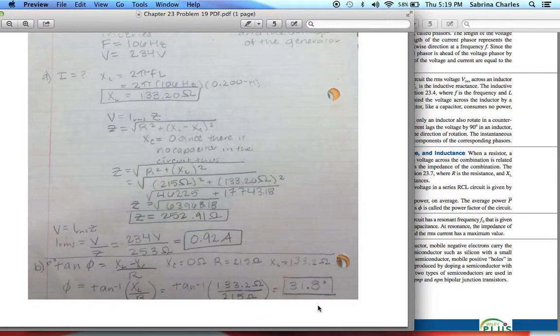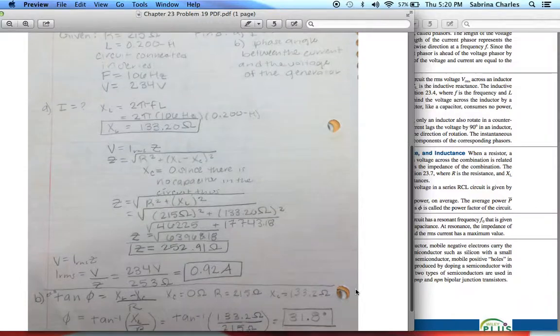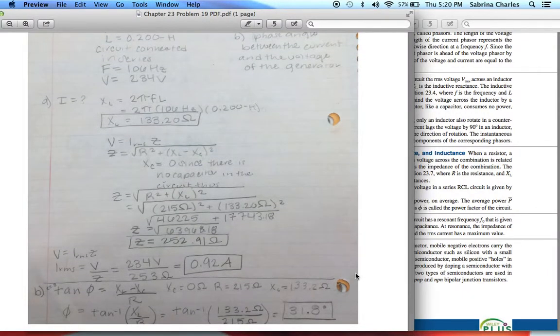In order to find the angle, we manipulate the formula to be tangent inverse of XL over R. So we plug those numbers in. We do tangent inverse in the calculator, and then we do 133.2 divided by 215 ohms. The final angle is 31.8 degrees. It's pretty straight to the point. Thank you.